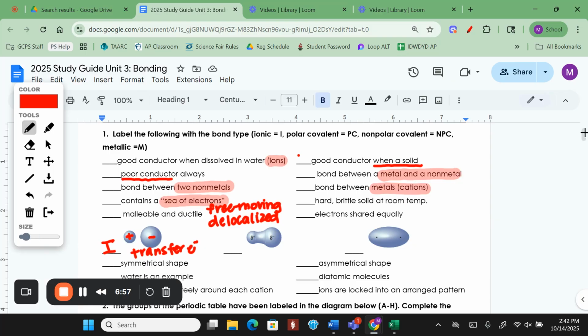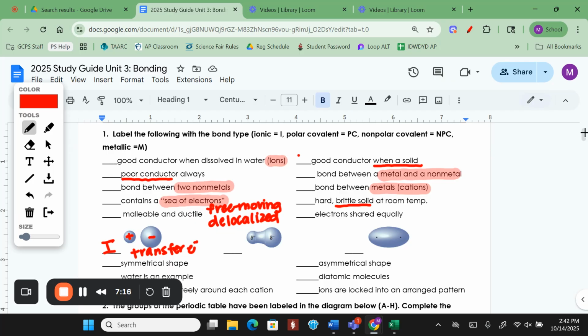If I have a hard brittle solid at room temperature, the key phrase in here is a brittle solid. There's only two types of chemical bonds that give us a solid. That's ionic or metallic. And out of those two, there's only one that is brittle. That means it can break easily. That's going to be an example of an ionic bond.